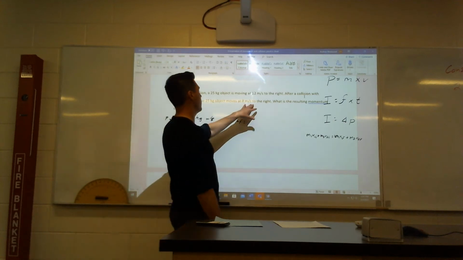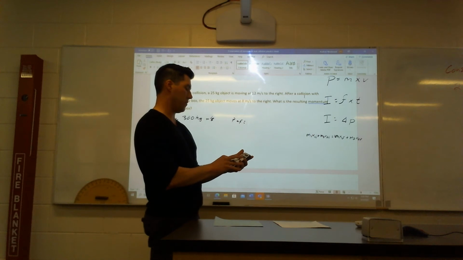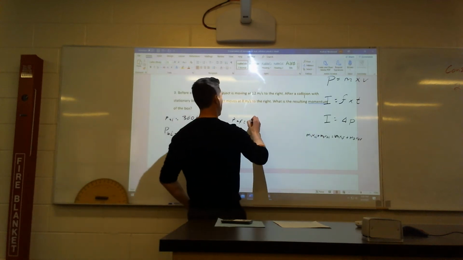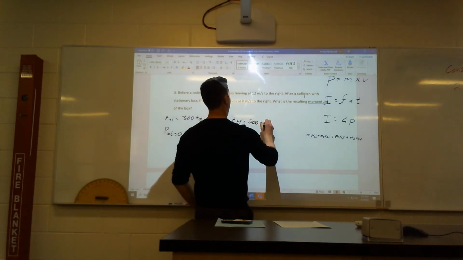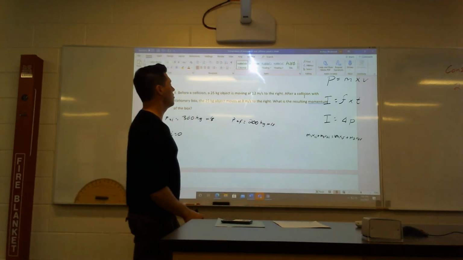25 and now at 8. So now we have 25 times 8, which I think is 200, but let me just do my due diligence. 25 times 8, 200 kilograms meters per second. Okay, it says, what is the resulting momentum of the box?